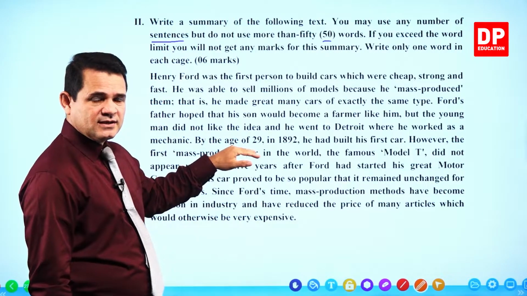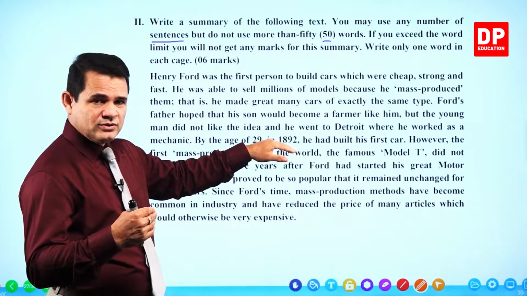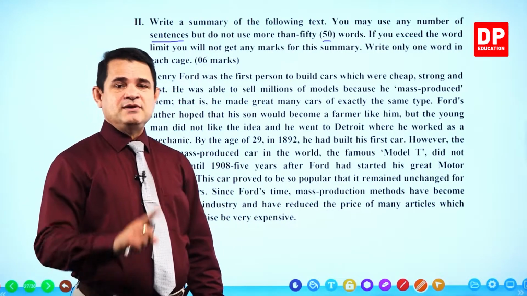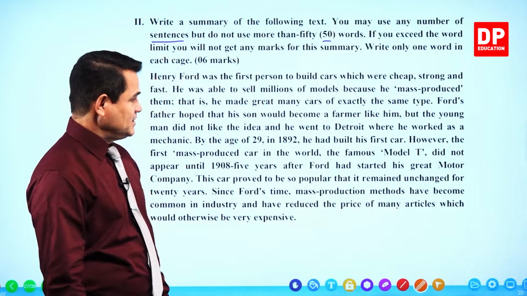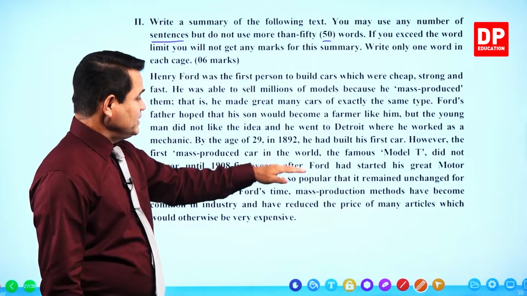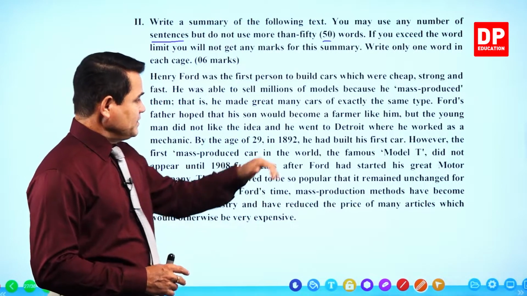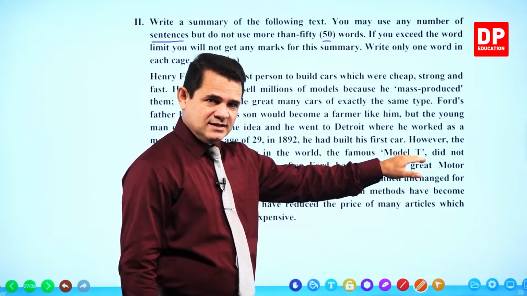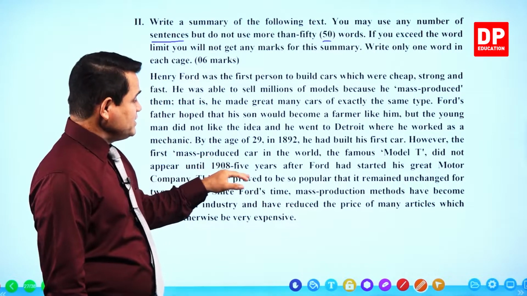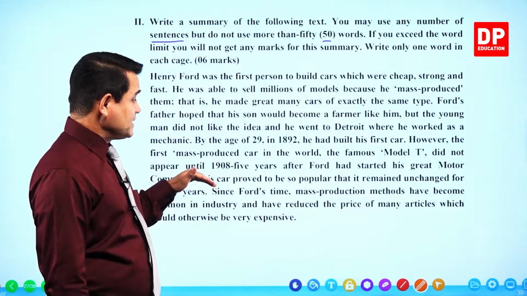By the age of 29, when Henry Ford becomes 29 in 1892. මෙන්න මේ අවුරුද්දේදී යාට අවුරුදු 29ක් වෙනකොට he had built his first car. He had built his first car. එයාගේ පළවෙනි කාර් එක නිපදවලා. However, කෙසේ වෙතත් the first mass produced car in the world, mass produced car විශාල වශයෙන්ම නිෂ්පාදනය කරපු ලෝකේ the famous Model T. Model T කියන මොඩල් එක තමයිලු, and did not appear until 1908, 5 years after Ford had started his great motor company. He had started his great motor company.